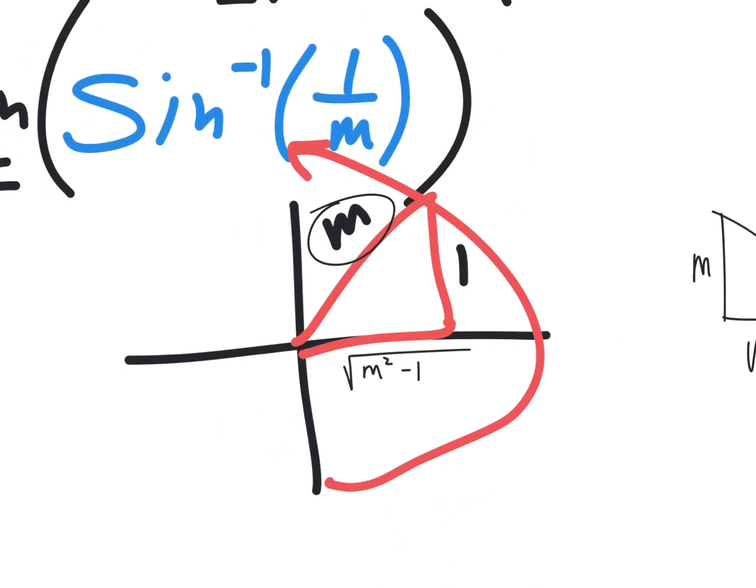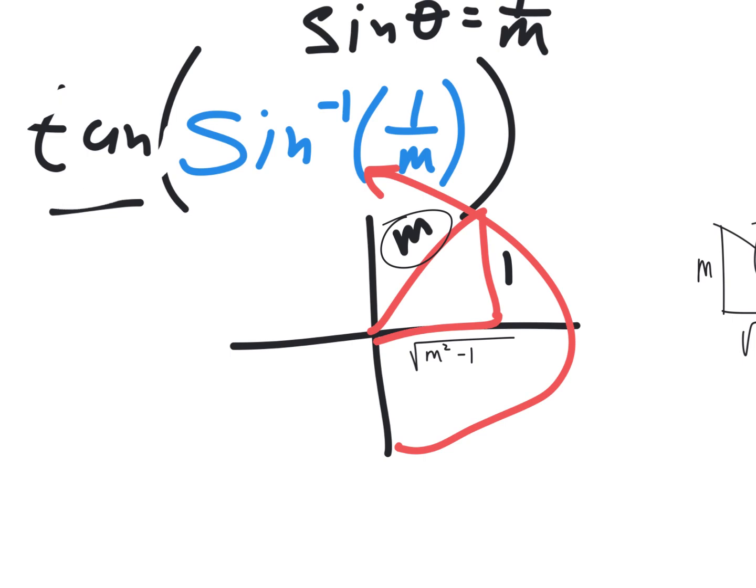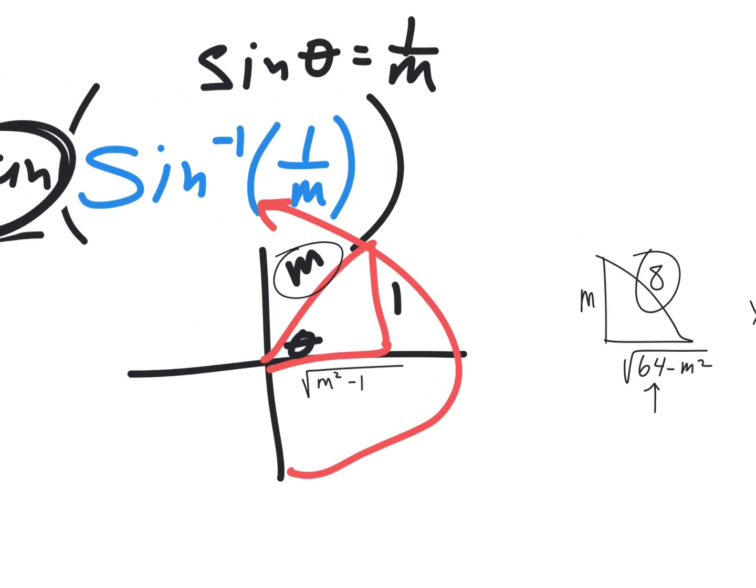Then the whole point was to find tangent. So tangent, using this, TOA, opposite over adjacent. Final answer? 1 over square root of m squared minus 1. Okay, so that was hard enough.